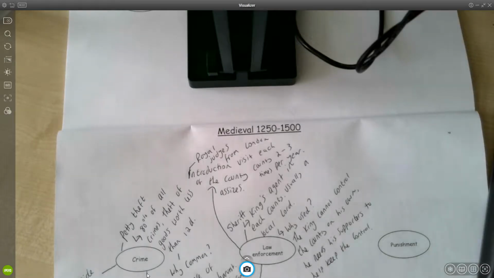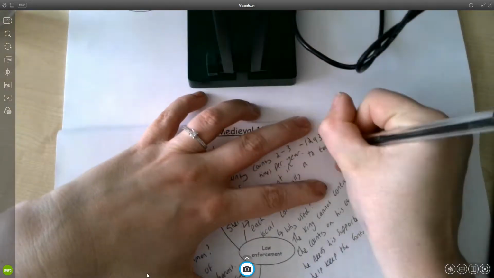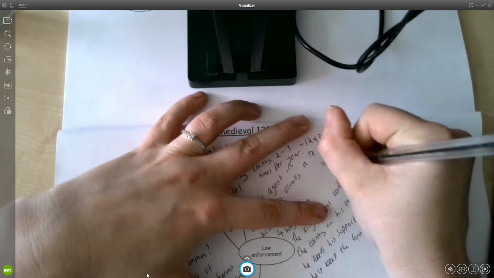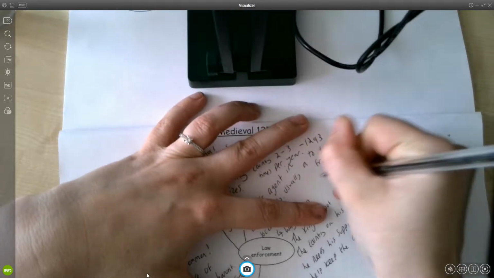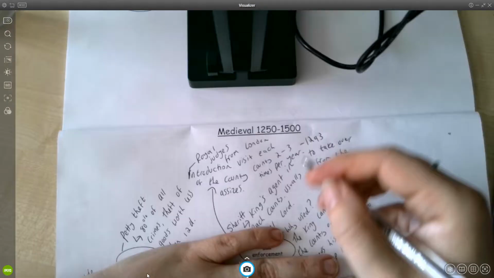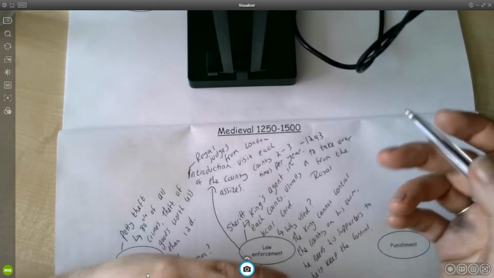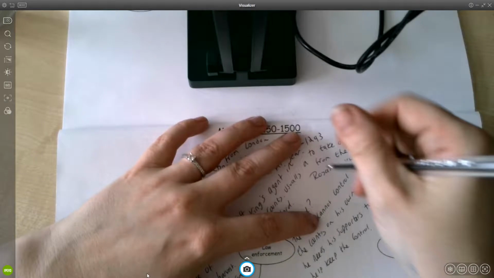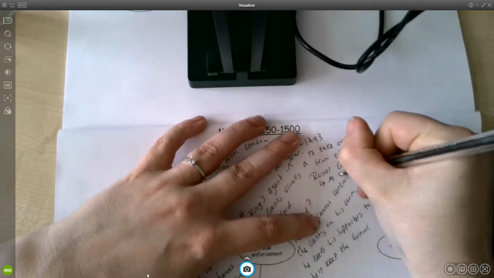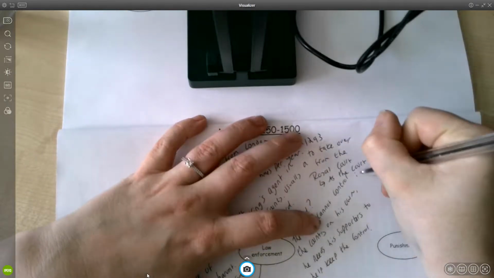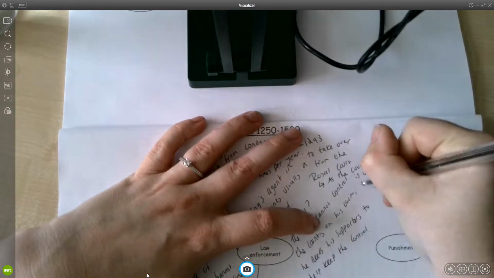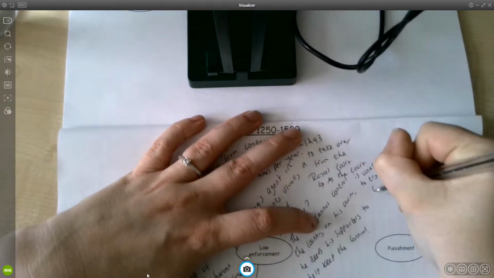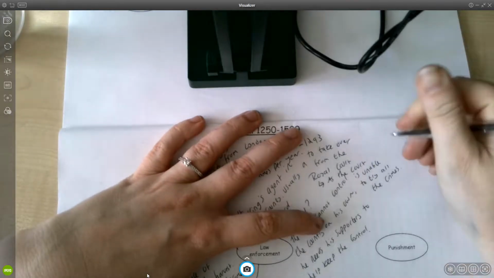The county assizes are introduced in 1293 to take over from the royal court. Now the county assizes only try the most serious crimes, but they take over from the royal court as the royal court is unable to try all the crimes, and it's becoming ineffective.